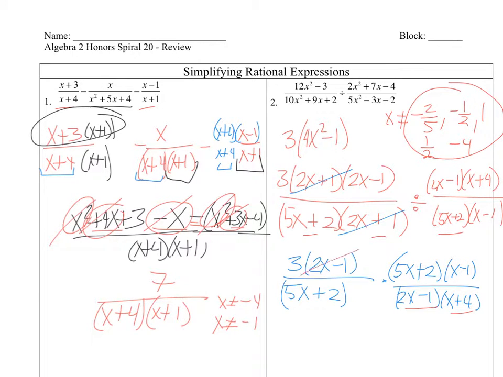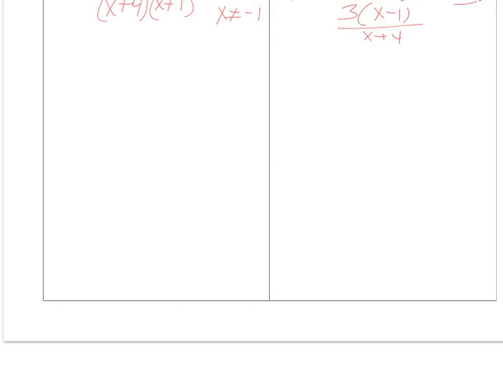This is fun. Cancel, cancel. Cancel, cancel. And we're left with 3, x minus 1 on top, and x plus 4 on the bottom. Bada bing. Oh, look, that's it for this page.